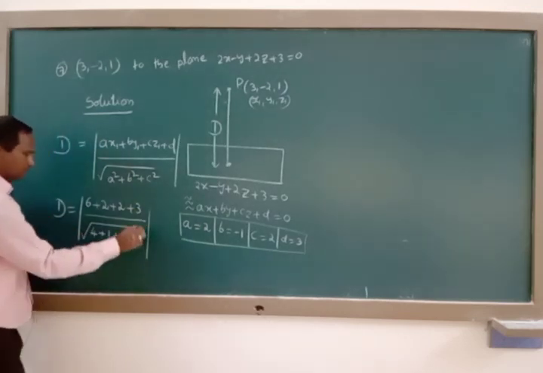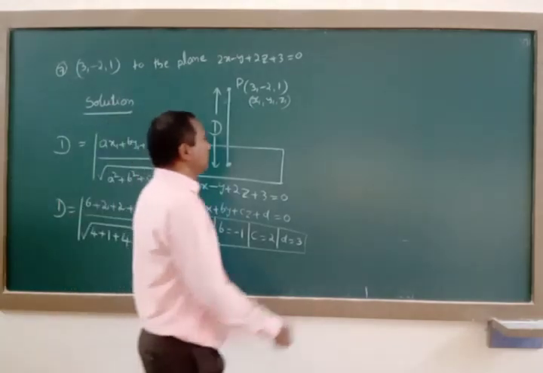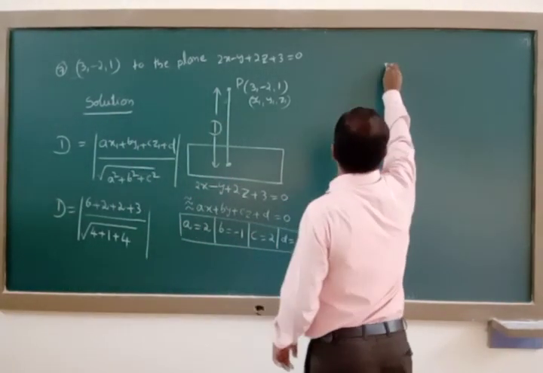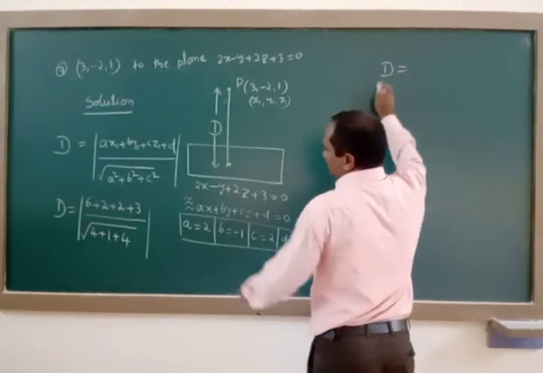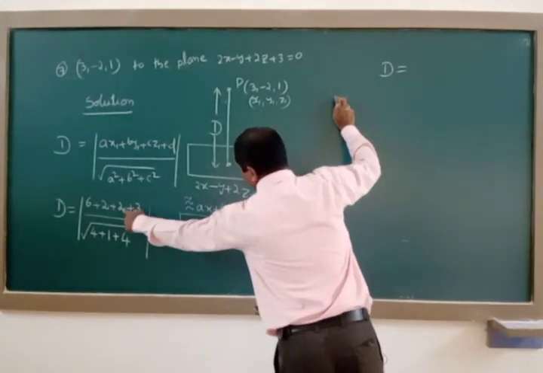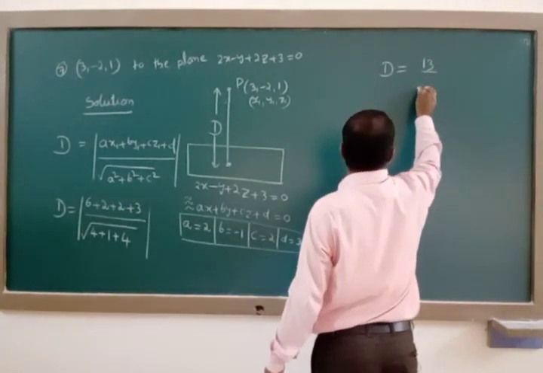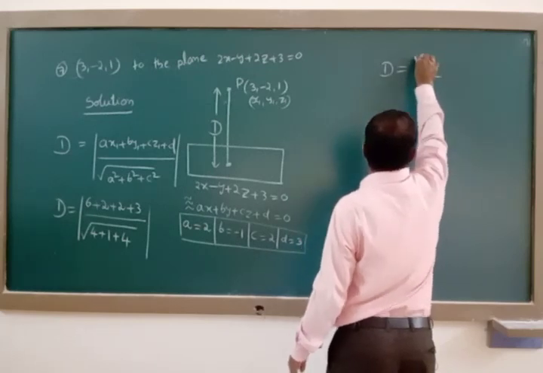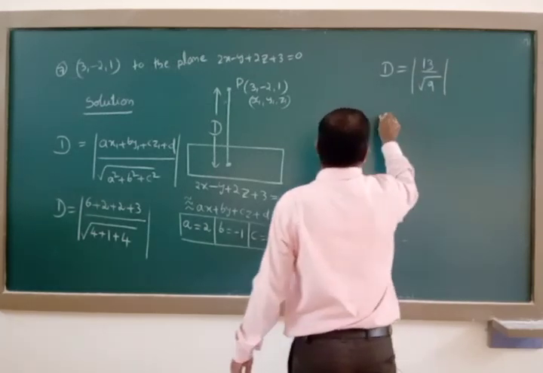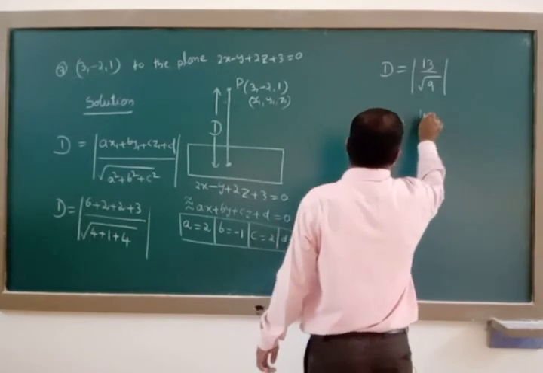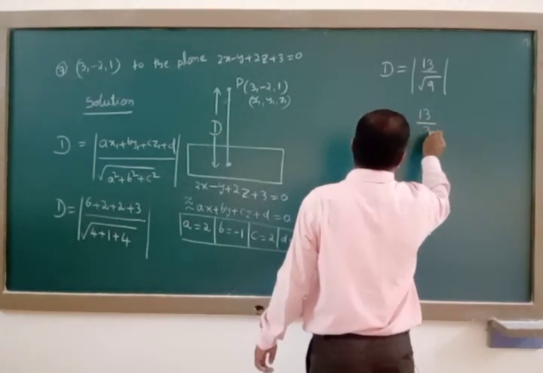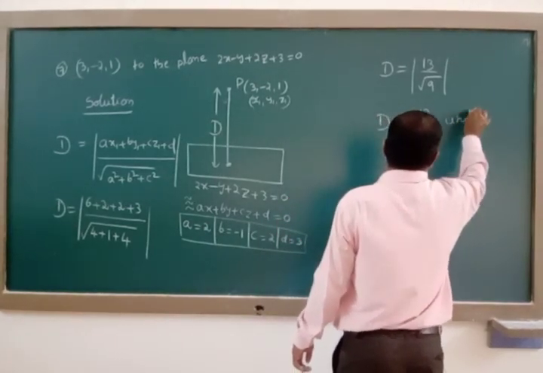Then we can write D is equal to 6 plus 2 plus 2, 10, plus 3, 13, whole divided by square root of 9, modulus. Therefore D is equal to 13 by square root 9, which means 3 units.